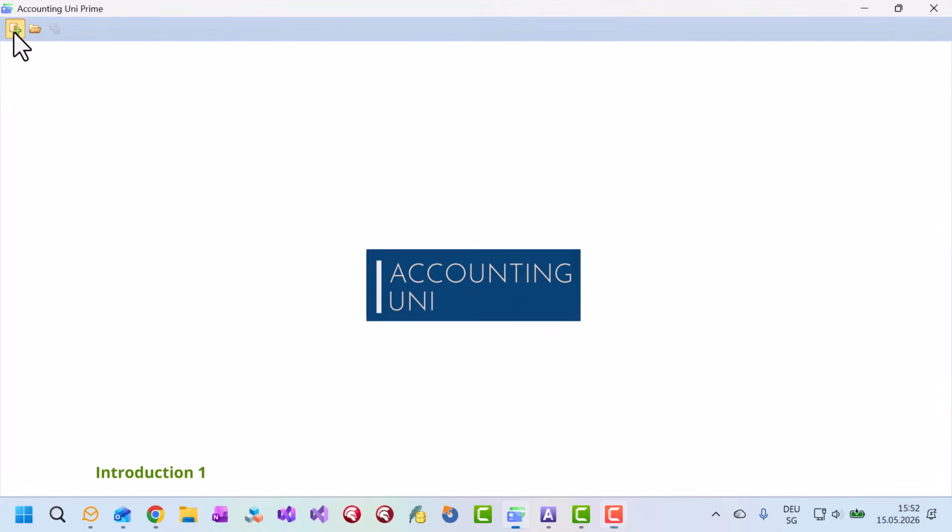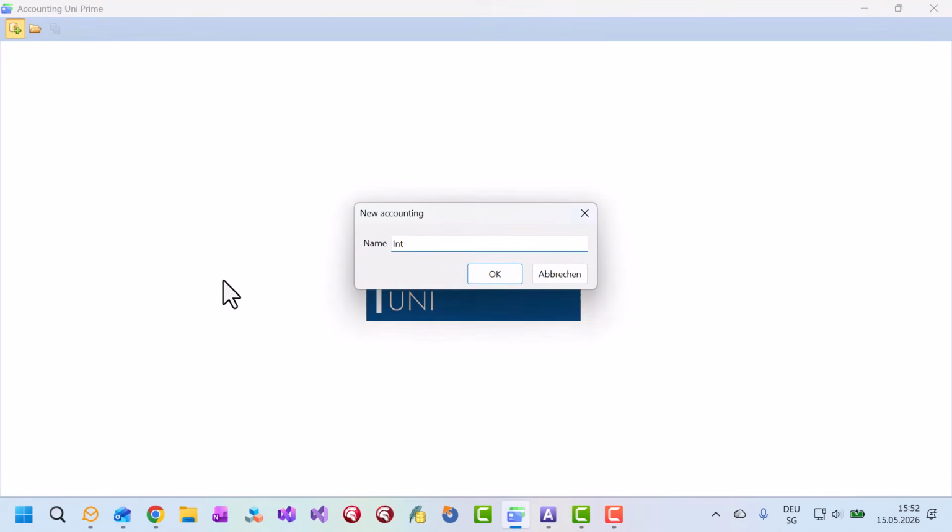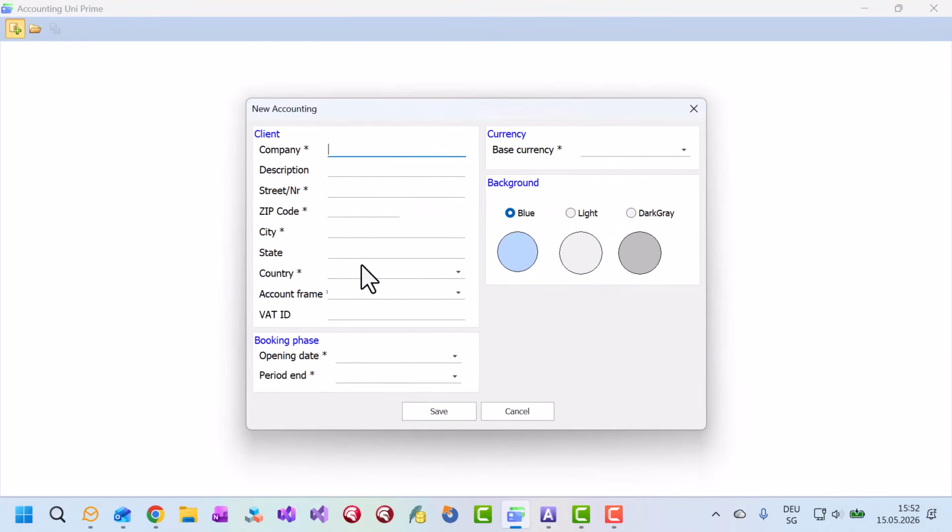We will start with the accounting unit, where we will create a new accounting period for 2026. Firstly, we will enter the name Introduction. Then, in the new dialog, we enter the company name and address.